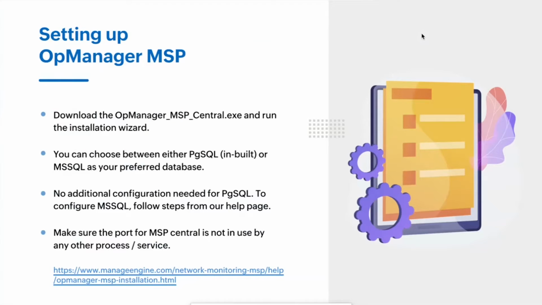So once the hardware and software requirements are met and the required ports are open, you are all set to install OpManager MSP. The first step is to download the OpManager MSP central .exe file from the website and run the installation wizard. Provide your location, and as discussed a few slides back, you can choose either PG-SQL or MS-SQL as your preferred database. No additional configuration is needed for PG-SQL, whereas to configure MS-SQL, follow the steps provided in the help page and ensure the port for MSP Central is not in use by any other process or service. Followed by installing OpManager MSP's Central setup.